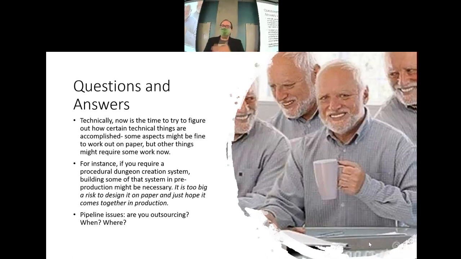You might decide to drop something if you can't mitigate the risk enough. So that's a big pre-production thing. Pipeline stuff. Are you using outsourcing? So when in the schedule does outsourcing come in? Like, are you using an American studio, an overseas studio? What are their prices? All these things, all these answers and questions are pre-production.